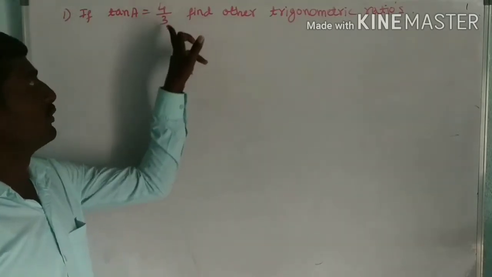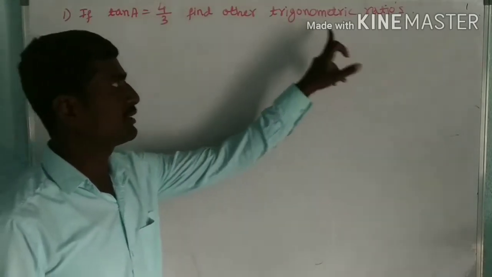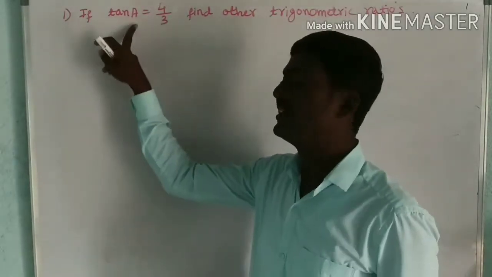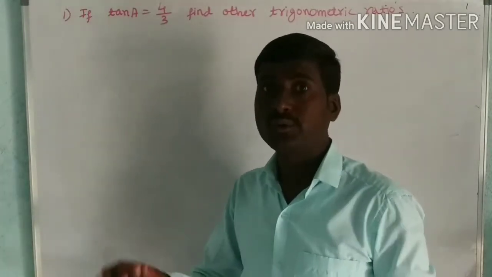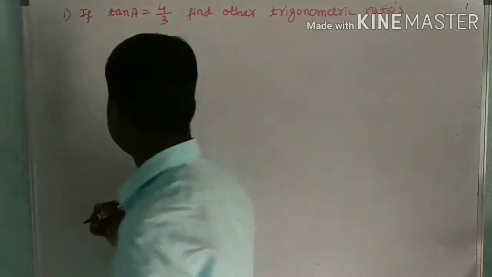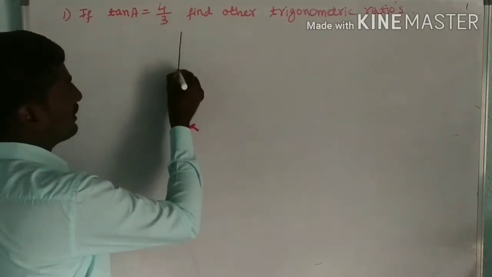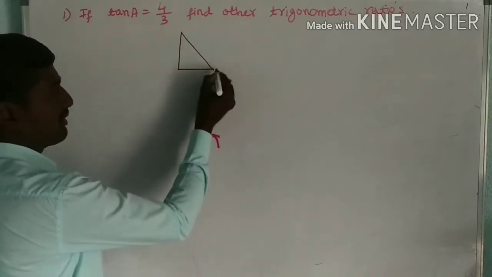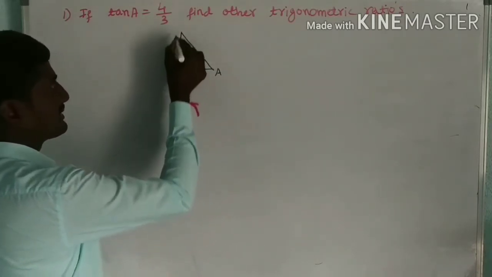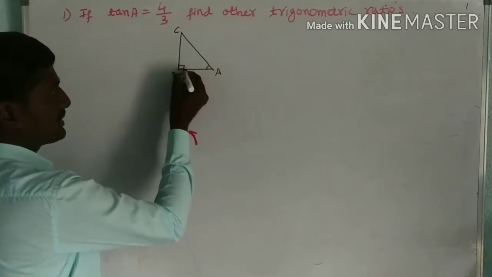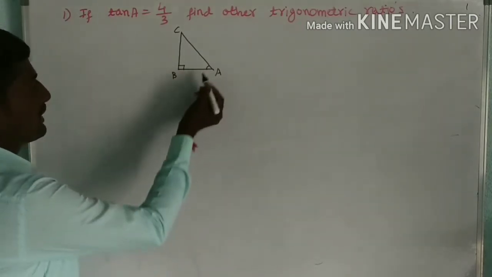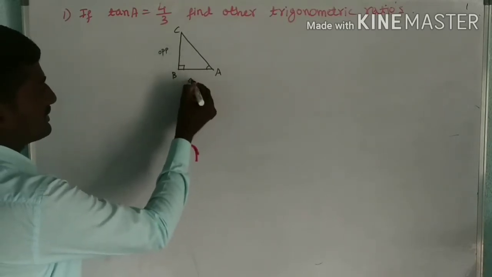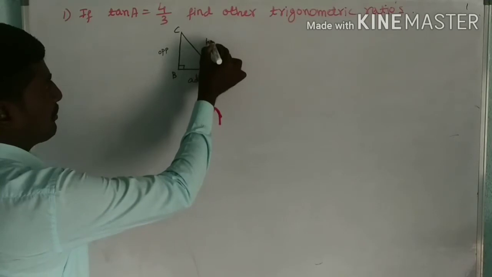If tan A is equal to 4 by 3, find other trigonometric ratios. We have to find the remaining 5 trigonometric ratios. One is given, tan A is given. So how to find the remaining? To find trigonometric ratios we use a right angle triangle. So let us take A is given. I will take this as A, B and C. So this is A. This is 90 degree. This is opposite side. Then this is adjacent side, and this is hypotenuse side.